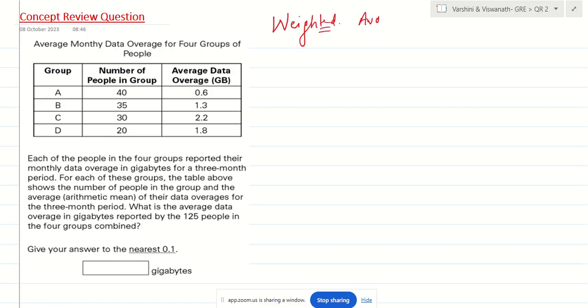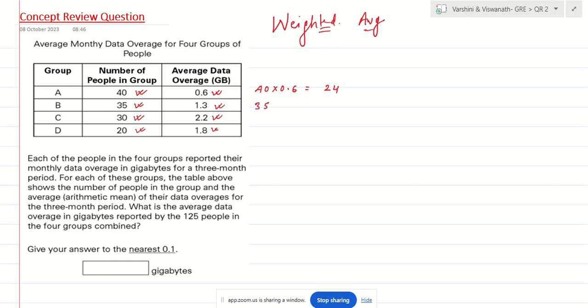See, we have 40 members, I have the average here. 35 members, other group, I have the average here. 30 members, I have the average here. 20 members, I have the average here. I can find all the summations together. So 40 into 0.6, how much will we get? 24. Good.